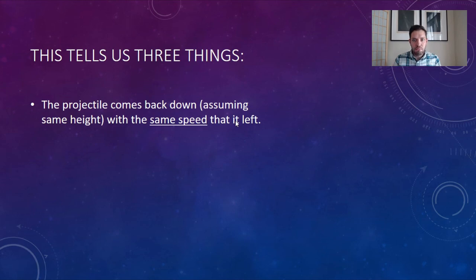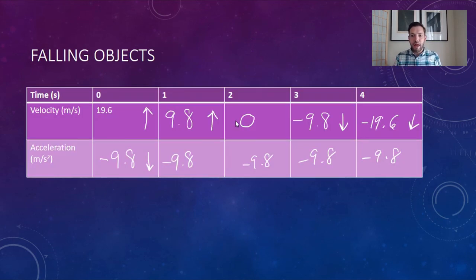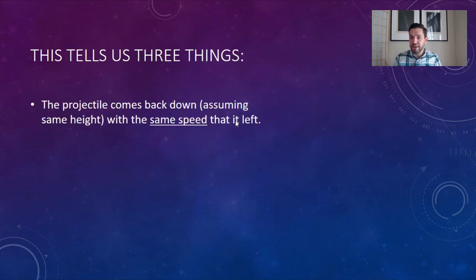The second thing that this tells us is that, assuming that it's coming back down to the same height, this projectile, this thing that's in free fall, is going to come back down with the same speed with which it left. Now, I say speed here, not velocity, because as it's going up, it's positive 19.6. As it's coming down, it's negative 19.6. But the speed is the same. The number is the same. This is why it's dangerous to fire guns into the air.